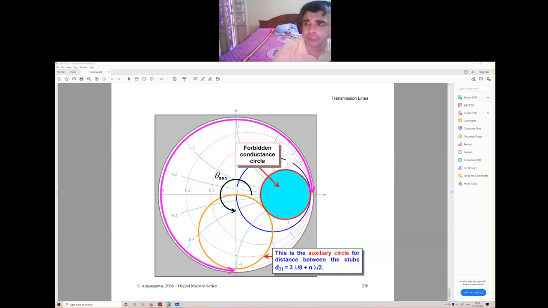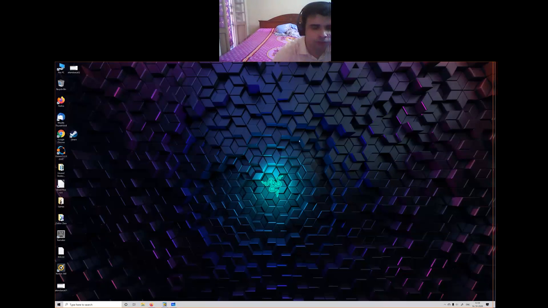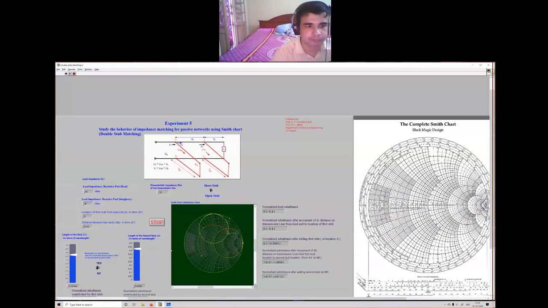Okay. Now let us try to match some impedances. Anyone give me a value of resistance? And anyone give me a value of reactance? What is the impedance you want me to match? Give me a value of impedance which you want me to match.